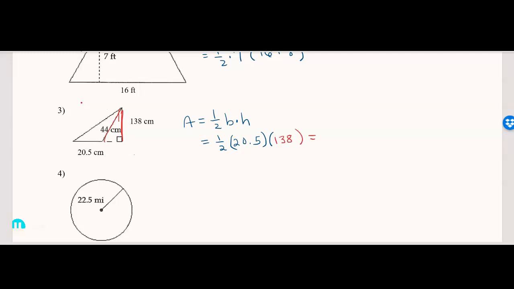Now, from this point, you're just entering in your calculator. So you're taking 138 times 20.5, and then take half of that, or divide by 2. And you should get 1,414.5 centimeters squared. I chose that problem in particular to make sure to keep in mind that sometimes you'll be given the lengths of sides that you don't even need to use. We didn't need to use the 44, and that was okay.